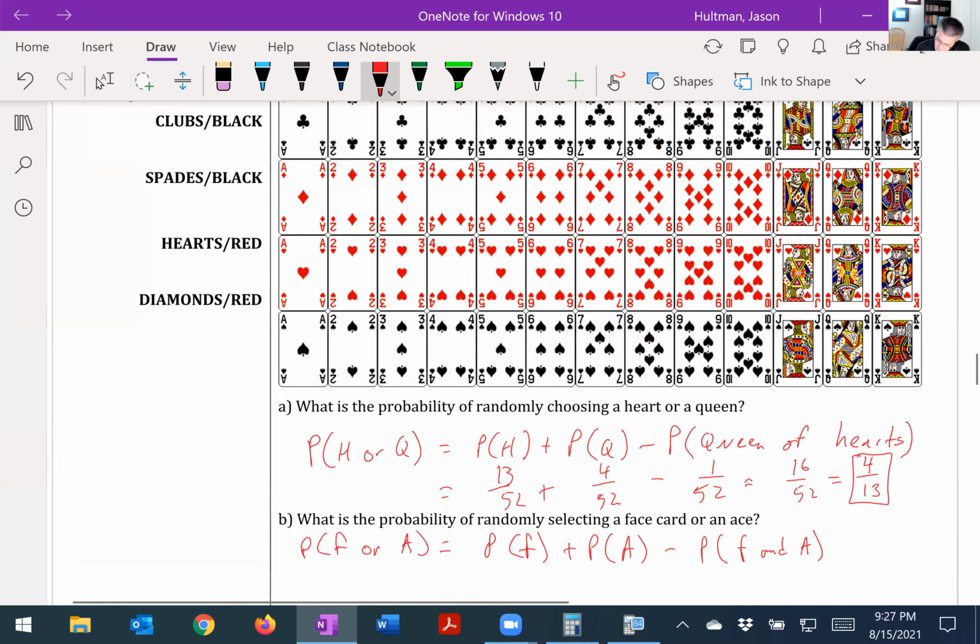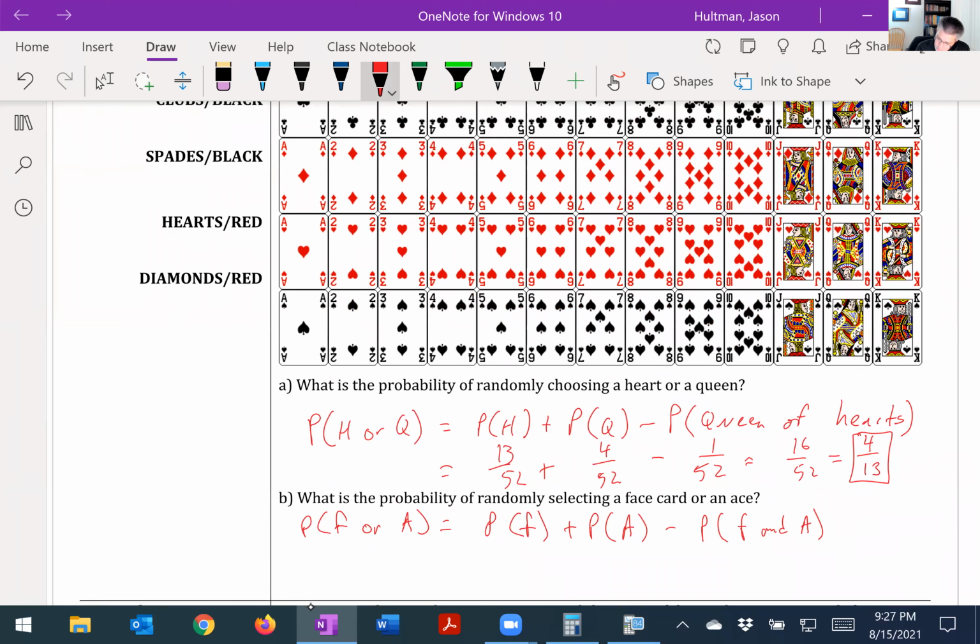Okay, so how many face cards are there? Well, there's 1, 2, 3, 4, 5, 6, 7, 8, 9, 10, 11, 12 face cards. So that's 12 out of 52. How many aces are there? There's 1, 2, 3, 4. There's 4 aces. And how many face cards that are also aces are there? Well, there's none.